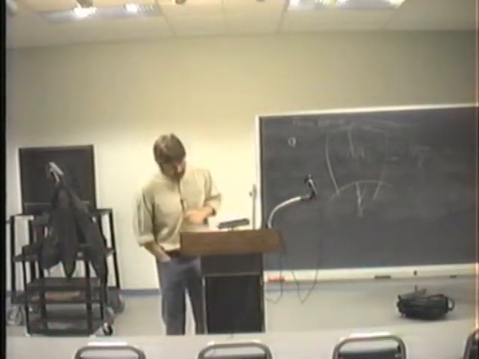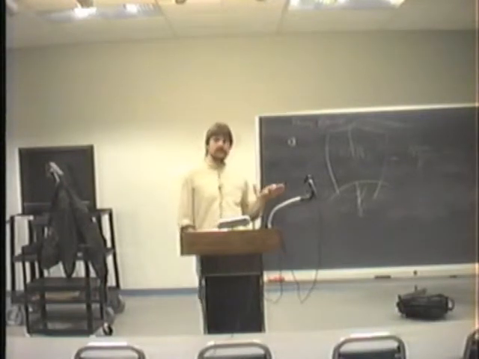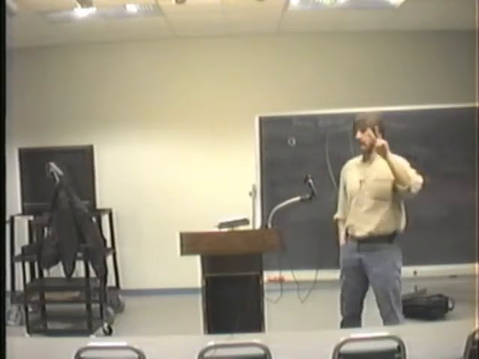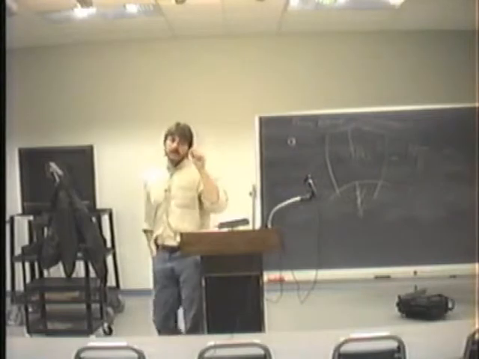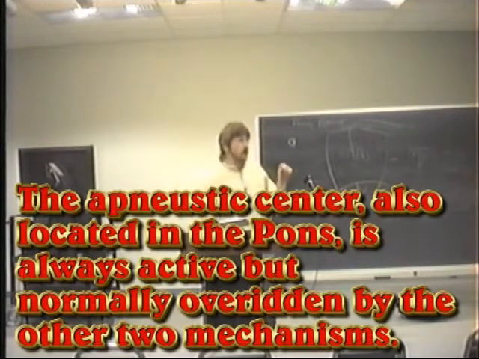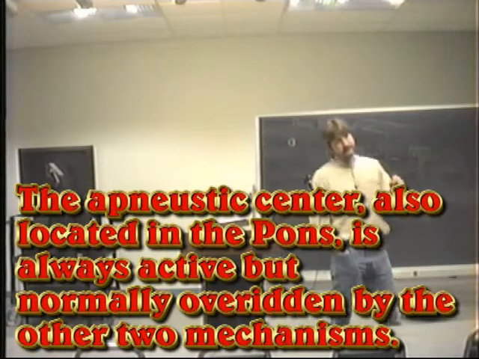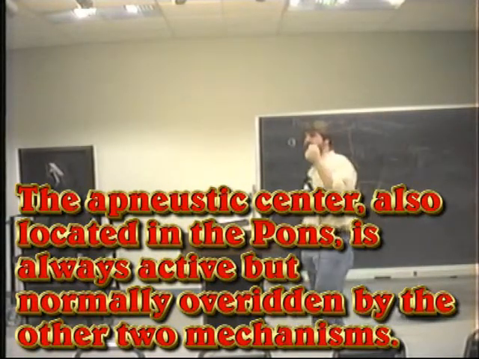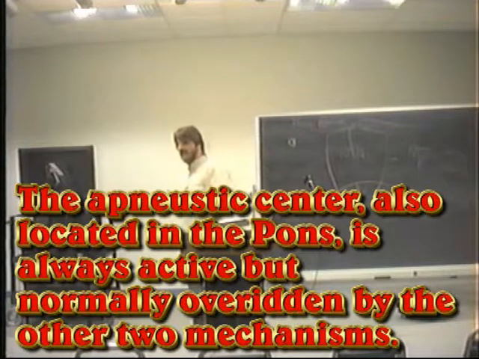Now, let me make sure everybody's caught up with me. Everybody with me so far? We've got the vagus nerve and we've got the pneumotaxic center, two ways that the medulla is regulated. There is a third: the apneustic center, also in the lower pons, that is pretty much always active.